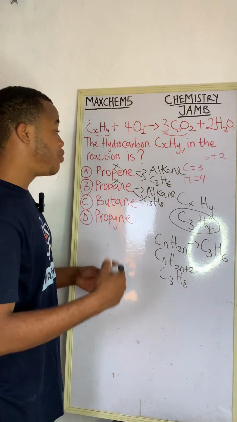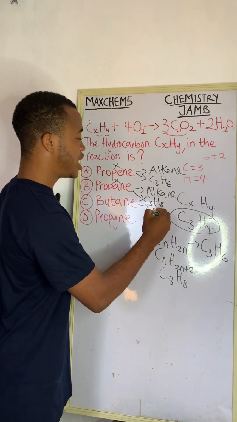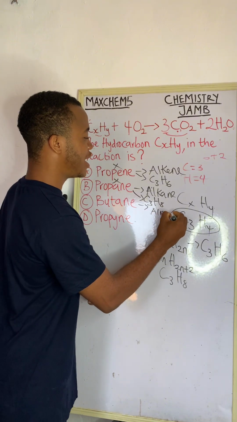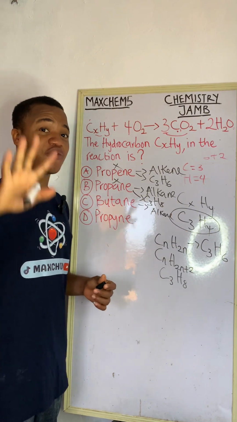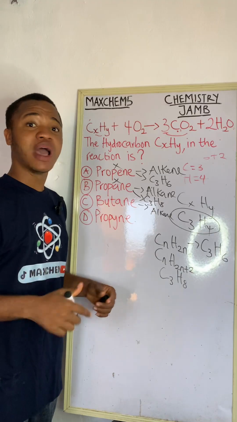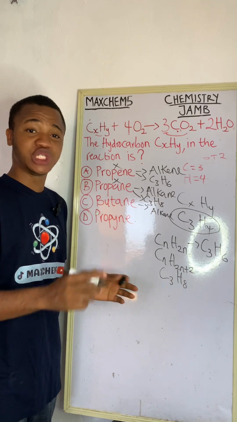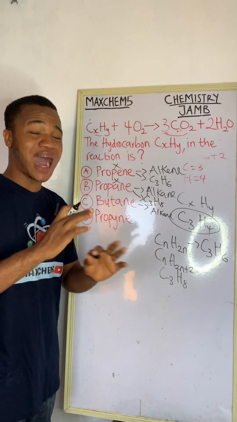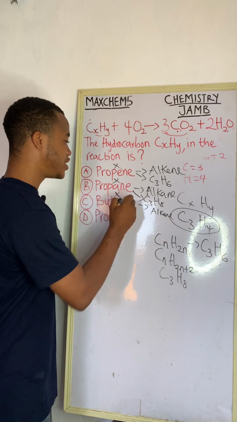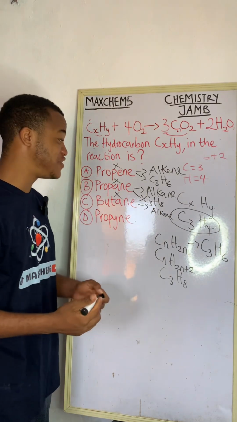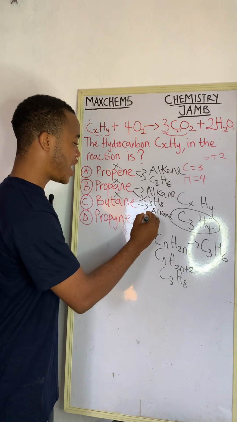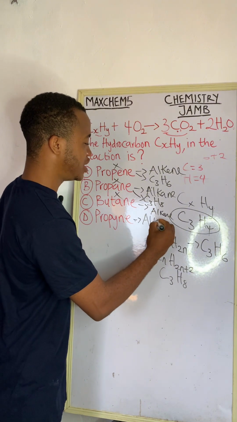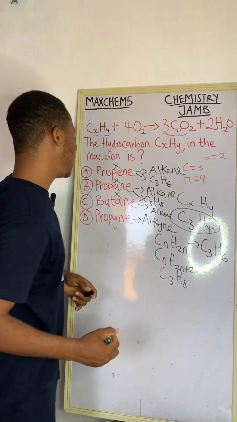The next thing on our list is butane. We all know that butane belongs to the alkane family also, and butane actually has 4 carbon. The formula for butane is C4H10. So butane is completely out of our options. Butane is not correct. Now we only have propyne left. Propyne belongs to the alkyne homologous series.